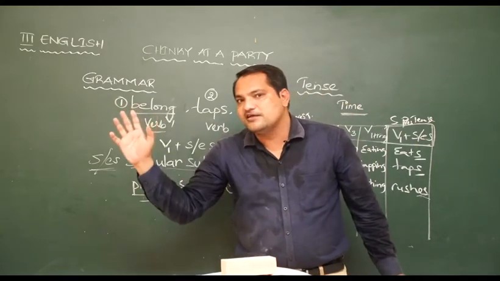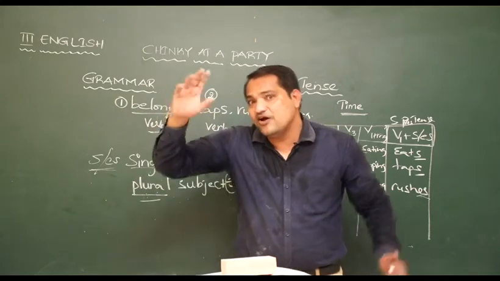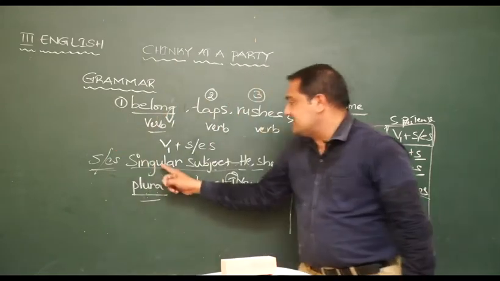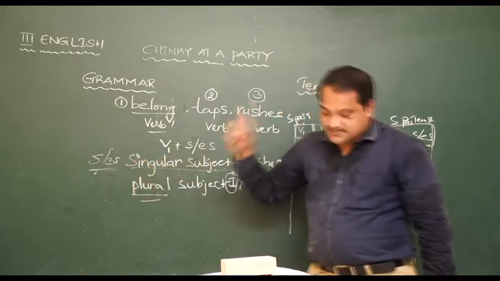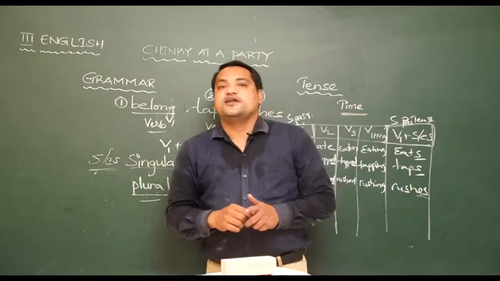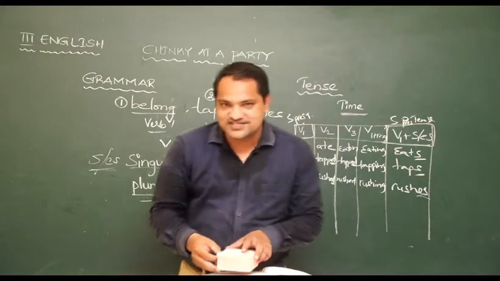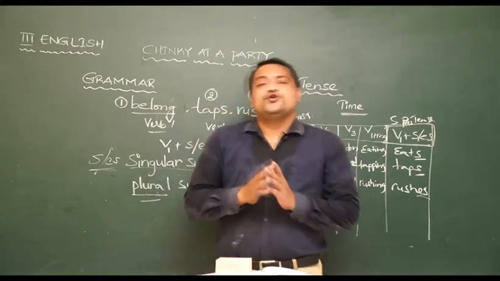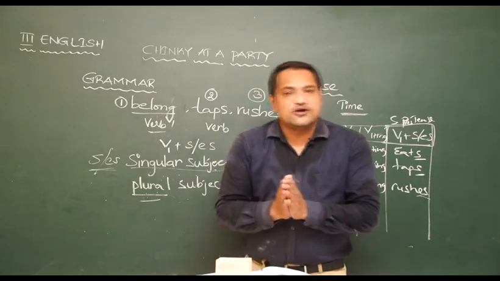One or many? The sun. One sun or many suns? One. Singular. So, S or ES. The sun rises in the east. Now, everybody understood, sir, what is simple present tense? Don't worry. It's a very simple concept.